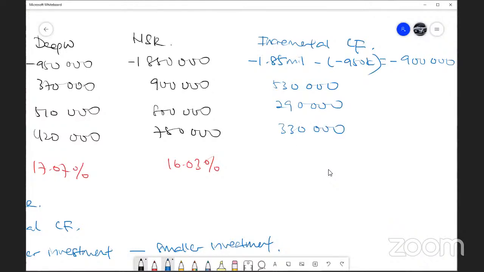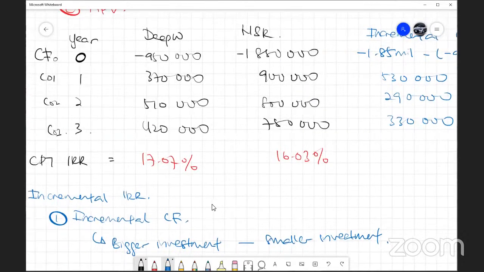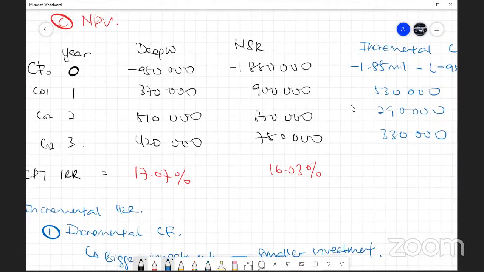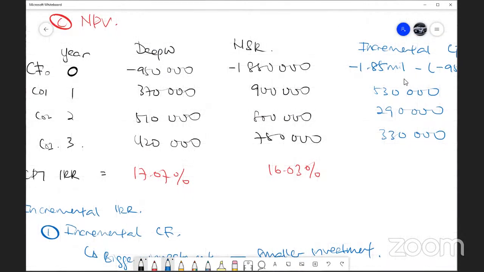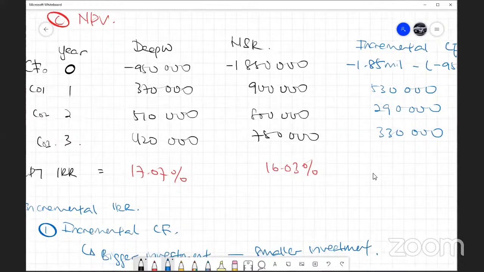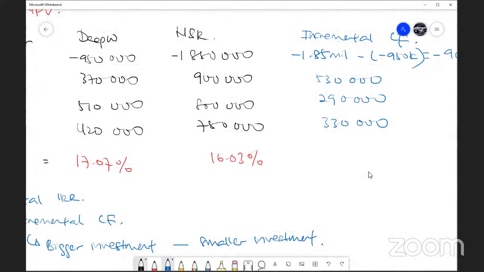All right, so key in this incremental cash flow into your IRR formula. CF0 is negative 900,000. Cash flow at 1 is 530. Cash flow at 2, 290. Cash flow 3, 330. F is all frequency ones. Compute IRR for this. So the IRR here is the incremental IRR, 14.79.